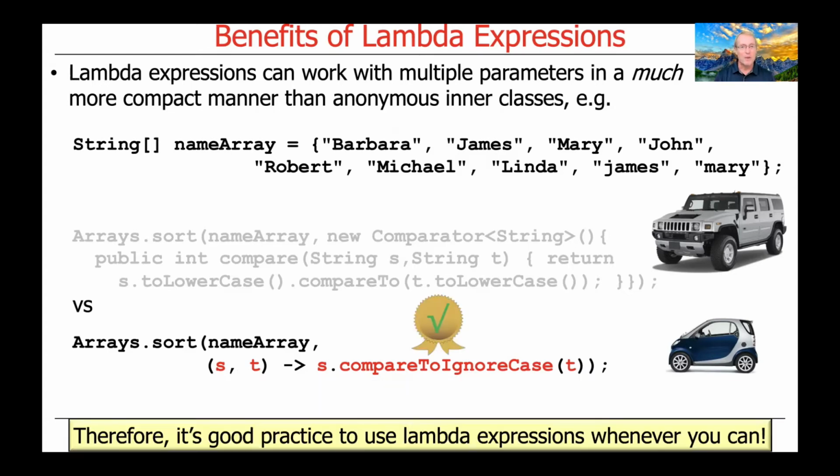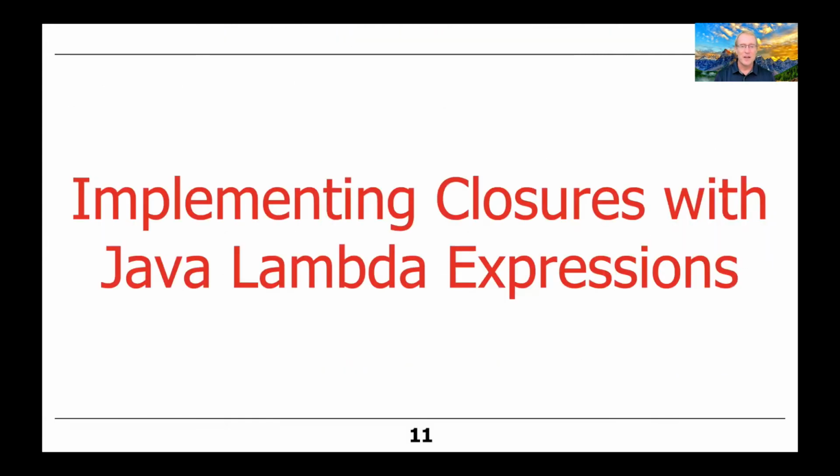Therefore, as a rule of thumb, it's good practice to try to use Lambda expressions whenever you can. And in fact, modern integrated development environments, such as IntelliJ or Eclipse and so on, actually have features that will automatically convert anonymous inner class representations of code to Lambda expression representation when they can do that conversion automatically. So keep an eye out for that in your IDE.